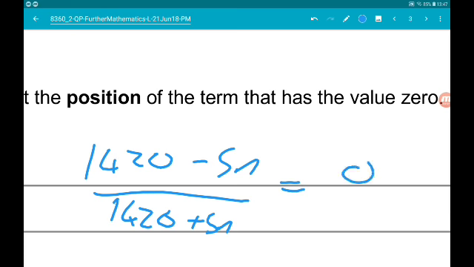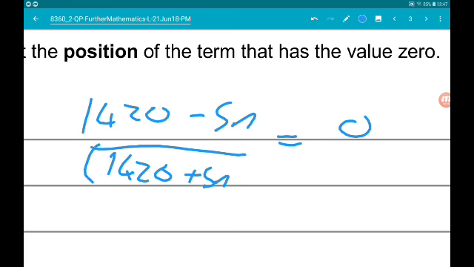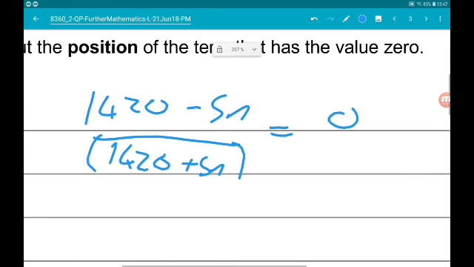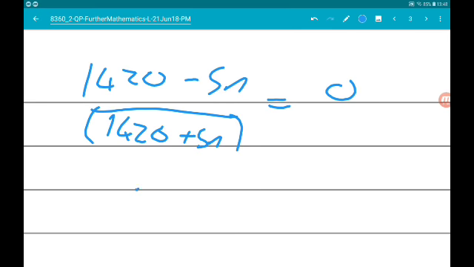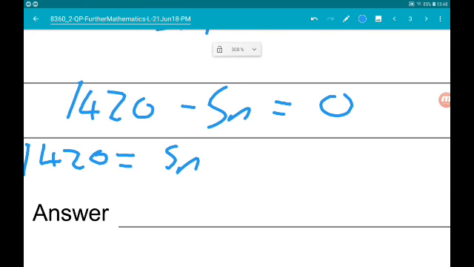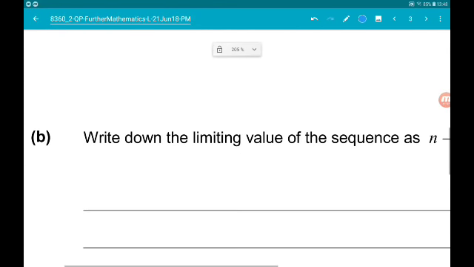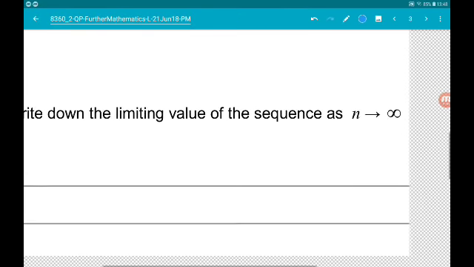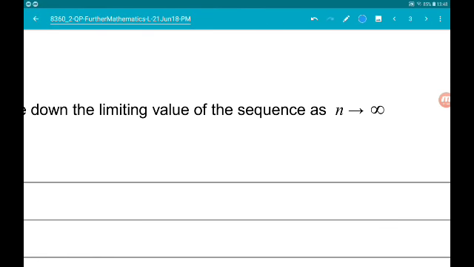Okay, so because we're equal to 0, we can multiply both sides by the denominator and it's going to disappear. So we'll get 1420 minus 5n is equal to 0, add 5n, 1420 is equal to 5n, and then finally divide by 5 and we will get n is 284. So it's the 284th term. Cool.